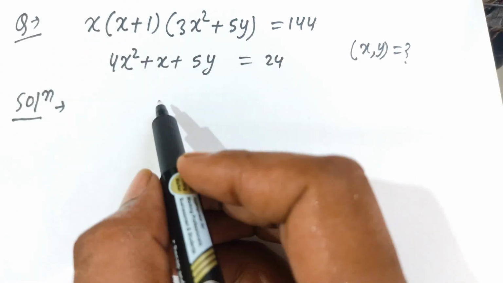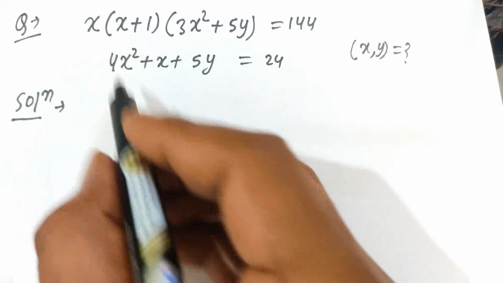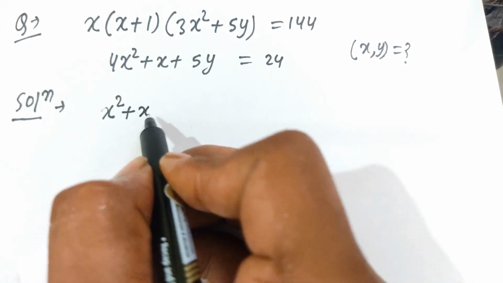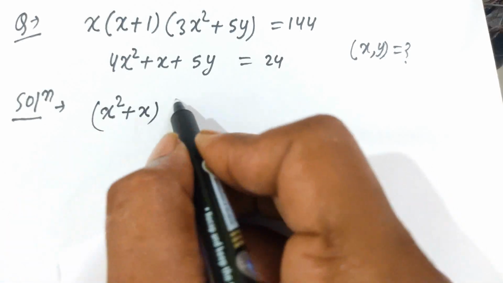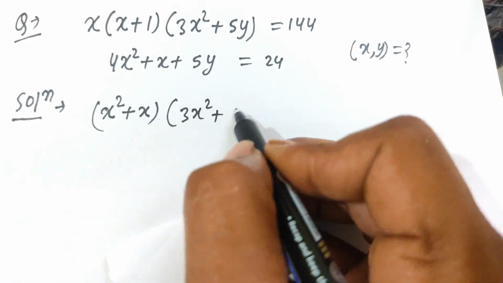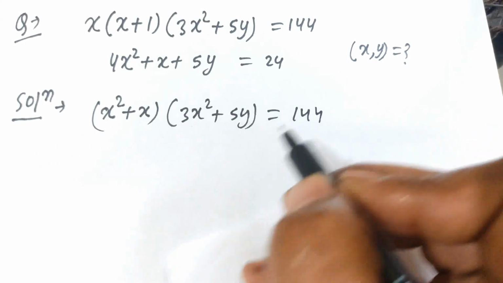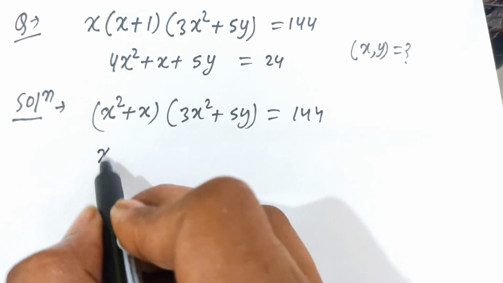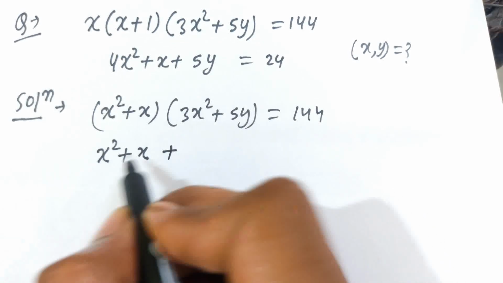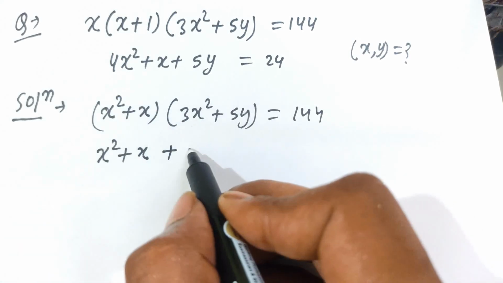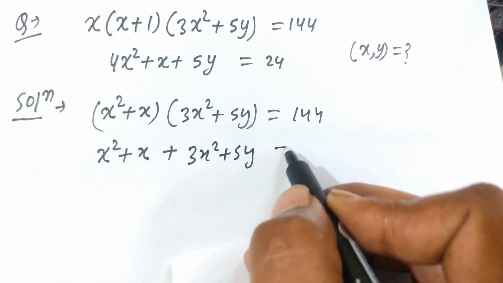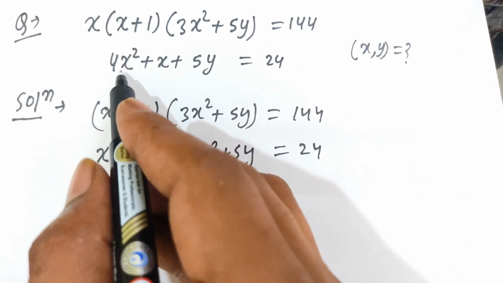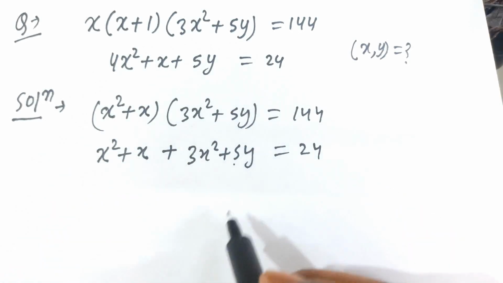So this question is very easy. x is multiplied by this x, then you will get x square. x is multiplied by this 1, then you get plus x. And 3 times x square plus 5 times y, this is equals to 144. And here 4 times x square is same as x square plus 3 times x square, and 3 times x square plus 5 times y, this is equals to 24. Because x square plus 3 times x square is 4 times x square, and here x and here 5 times y. Now look carefully.